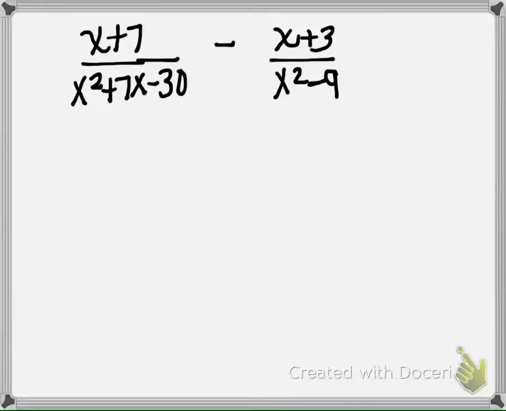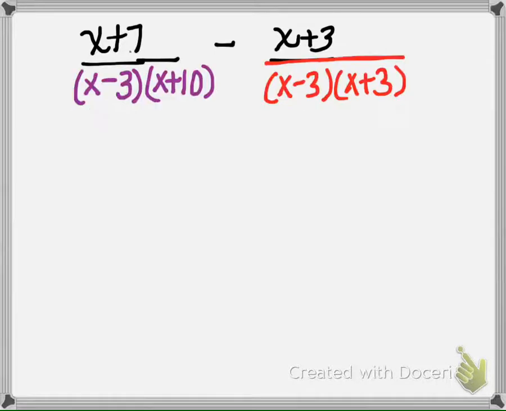Alright, so we're subtracting these two fractions, and we know that when we subtract fractions we need a common denominator, but the denominators are not the same, so we need to factor them. Okay, now that we have factored the denominators, we need to find our common denominator.